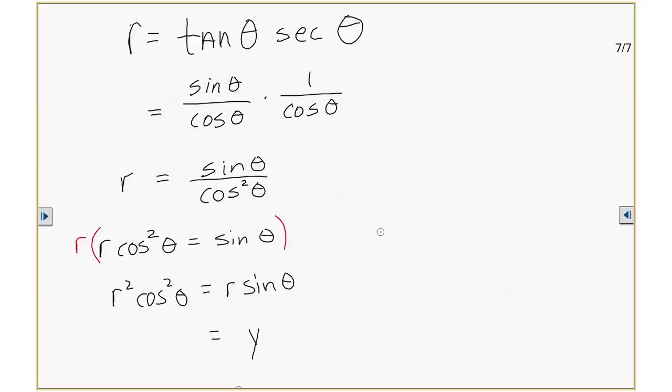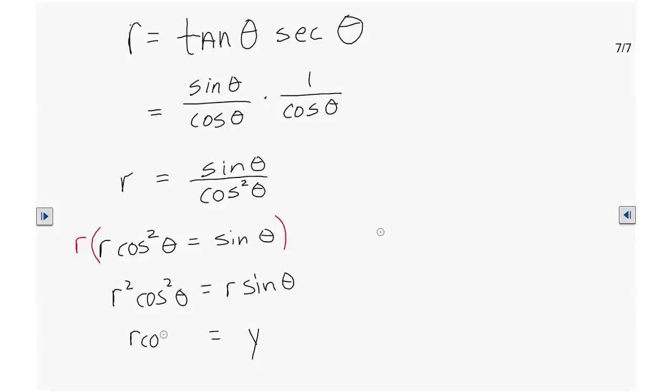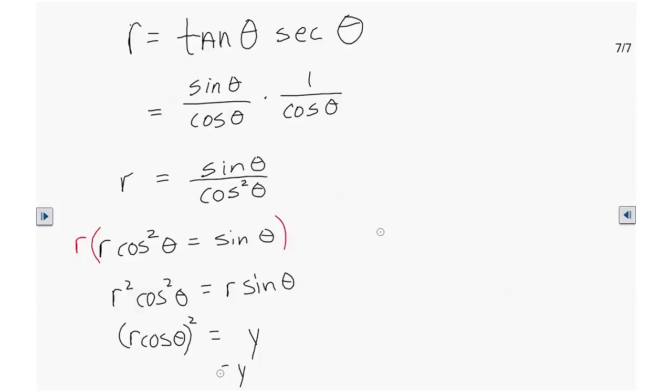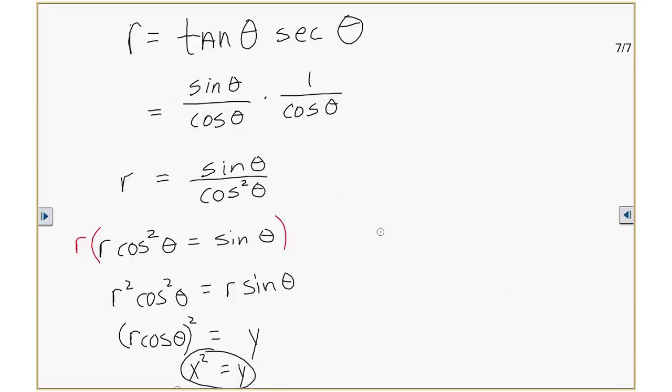r sine theta is equal to what? Okay. I can rewrite this as r cosine theta quantity what? And what's r cosine theta? X. So y is equal to what? Y is equal to x squared. You're supposed to think that's neat.